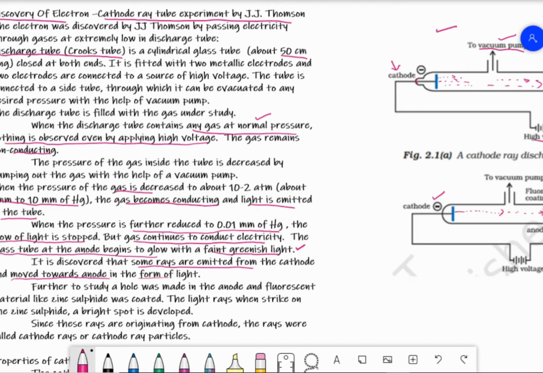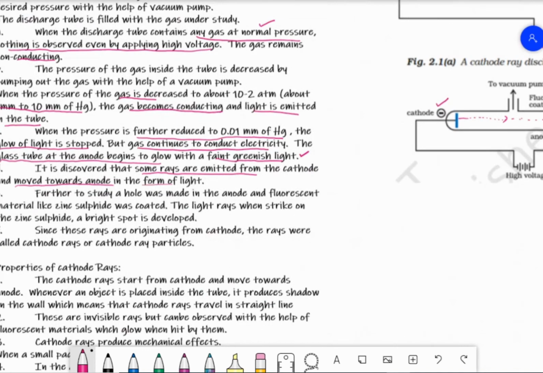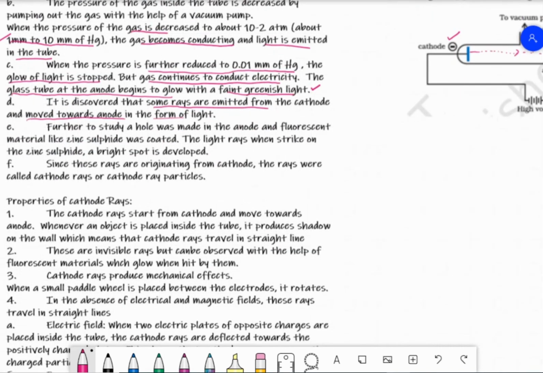Now, what are the properties of these cathode rays? Cathode rays start from the cathode and move towards the anode. So now we are going to discuss the properties. The first property: it starts from the cathode because it has a negative charge, and it moves towards the anode.